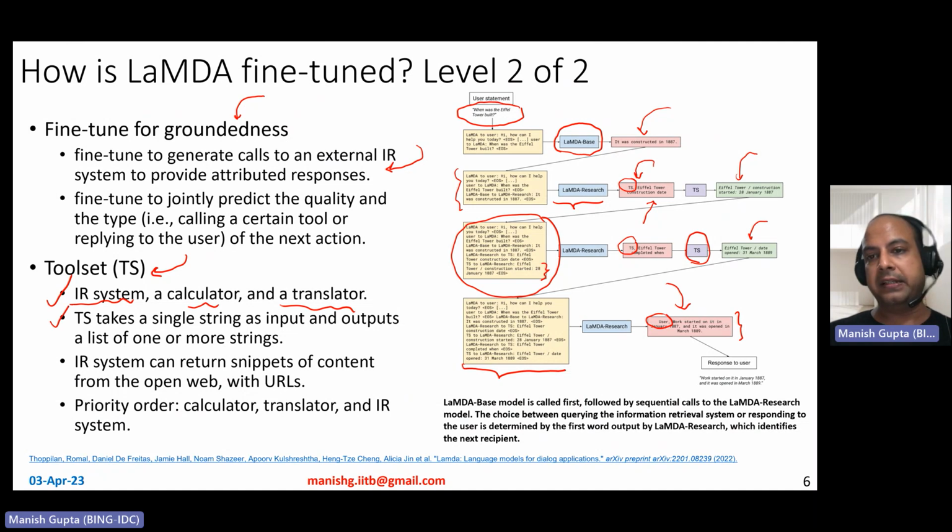The toolset basically takes a single string as input, and it can output a list of one or more strings. The information retrieval system can also output snippets of content from the open web with URLs. Right, so the priority order.